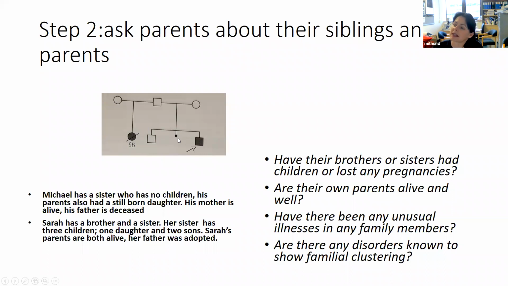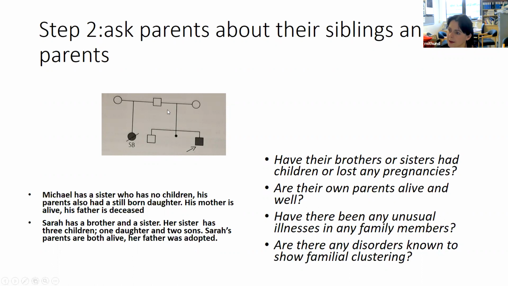So then we need to find out more about Michael and Sarah's siblings, whether or not they have had children, and whether or not they've also lost pregnancies or had any difficulties, and also about their parents, whether they're alive, whether they're well, what issues there are. And then start asking about unusual family illnesses or unusual illnesses in anyone else. And that's when we want to start to see if there's any clustering in the family of diseases.